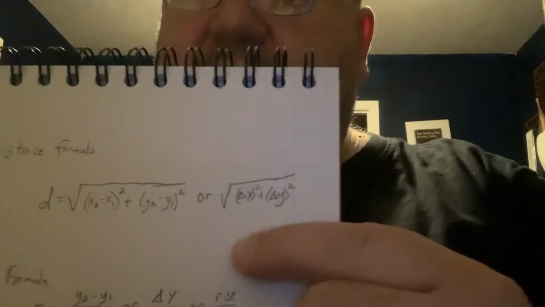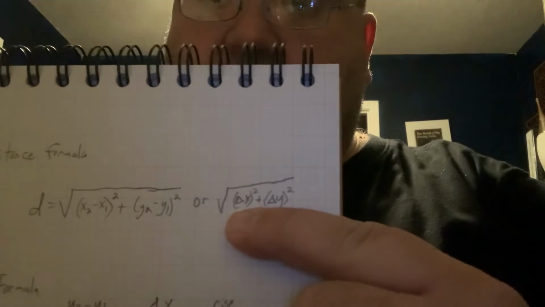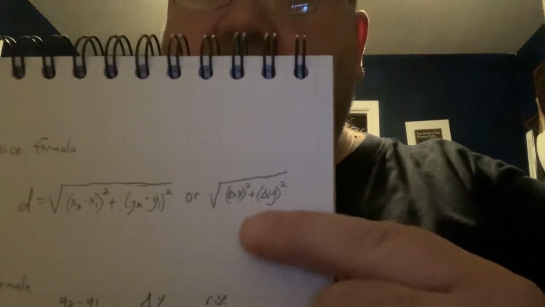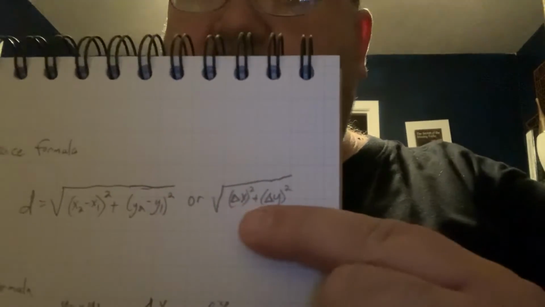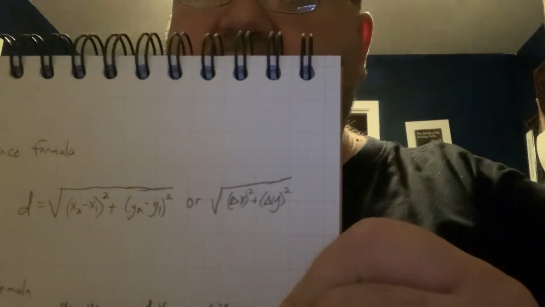The other one that I showed my kids is it could be the change in x squared plus the change in y squared. You see how much the x value changes, how much does the y value change? Square both of those, add them together, and take the square root. Okay, so that is the distance formula.